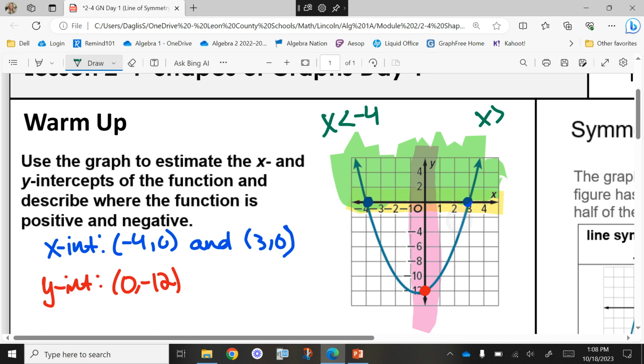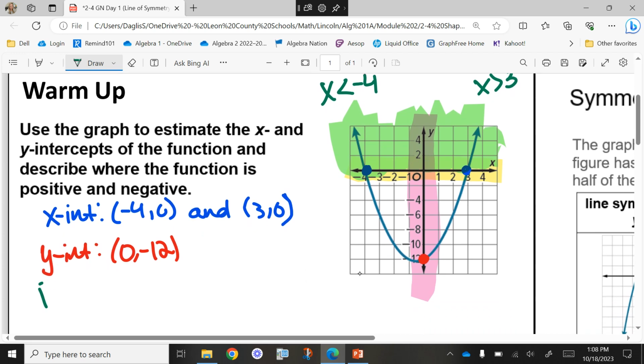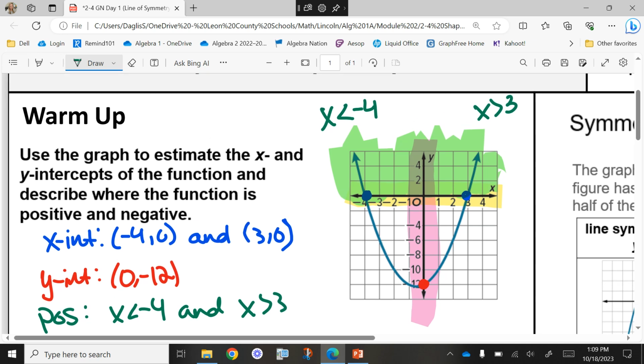So on the left side of negative 4, or less than negative 4, and then greater than, or to the right of 3. Those are your positive intervals. When x is less than negative 4, and when x is greater than 3. So remember, your symbols literally point to those outside pieces.